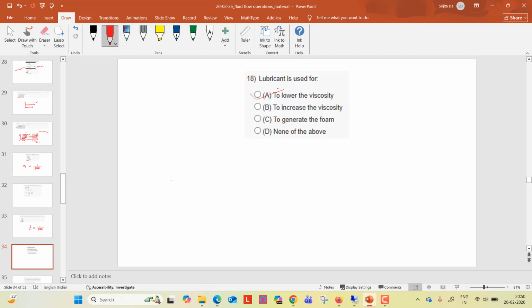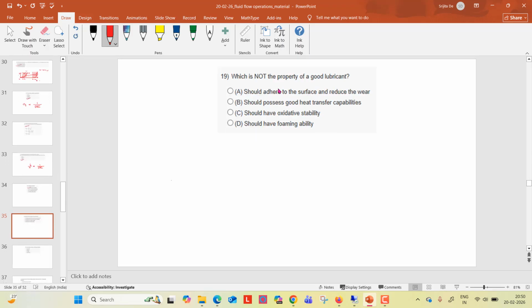Next, which is not the property of a good lubricant? Should adhere to the surface and reduce the wear, should possess good heat transfer capabilities, should have oxidative stability, should have foaming ability. The one that is not a property of a good lubricant is that it should have foaming ability. It should not create foam, otherwise the point of lubrication will be finished.